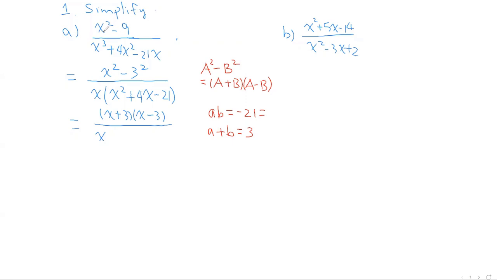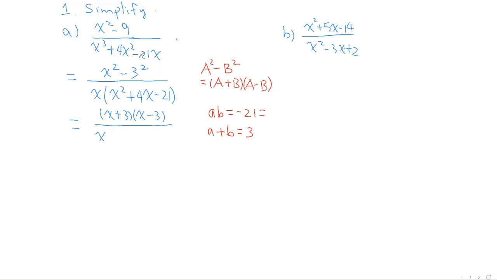So the numerator is x squared minus 9. This is the difference of two squares. 9 is 3 squared, so we can use this formula: a squared minus b squared equals a plus b times a minus b.